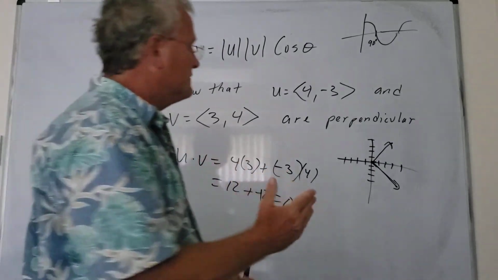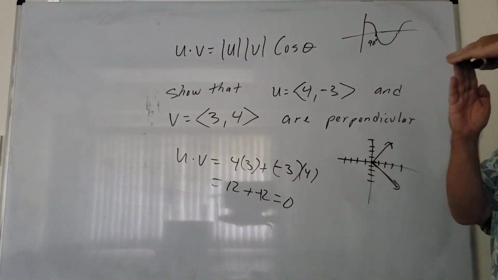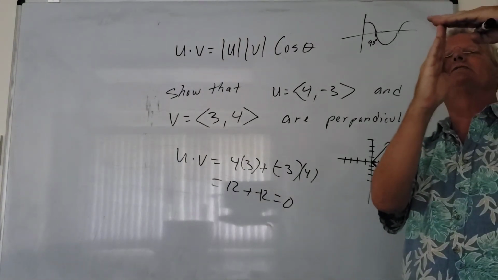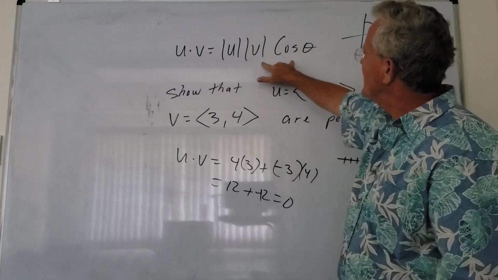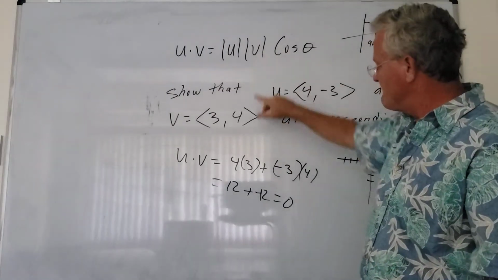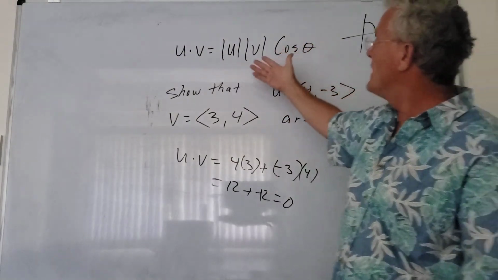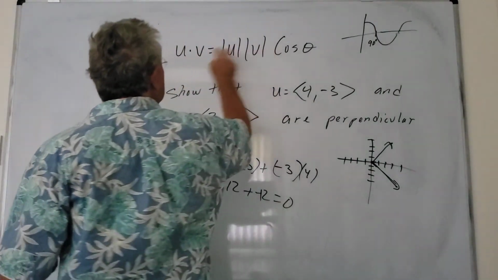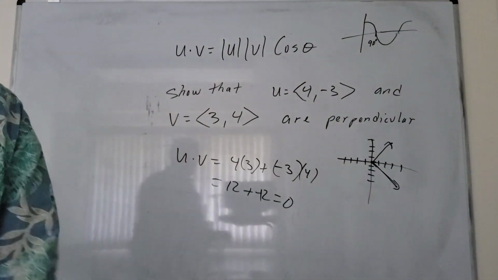But you can't just do a visual. Just looking at it isn't good enough, because maybe it's just off a little bit. It might look perpendicular, but you need to do this calculation to truly verify that two vectors are perpendicular. And again, what do you do? Take the dot of two vectors. If it's 0, then the two vectors are perpendicular.